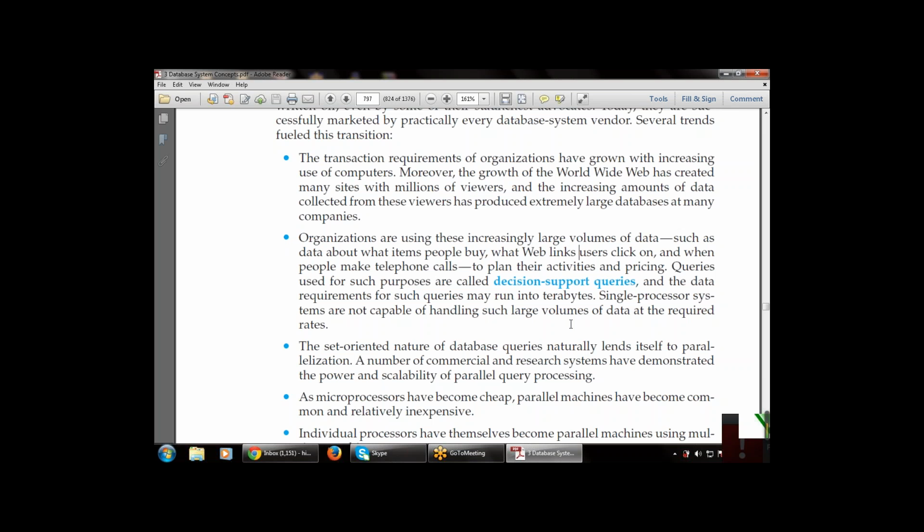The set-oriented nature of database queries naturally lends itself to parallelism. So the queries lend themselves to parallelism, and a number of commercial and research systems have demonstrated the power and scalability of parallel query processing. So this parallel processing will be available in database systems.